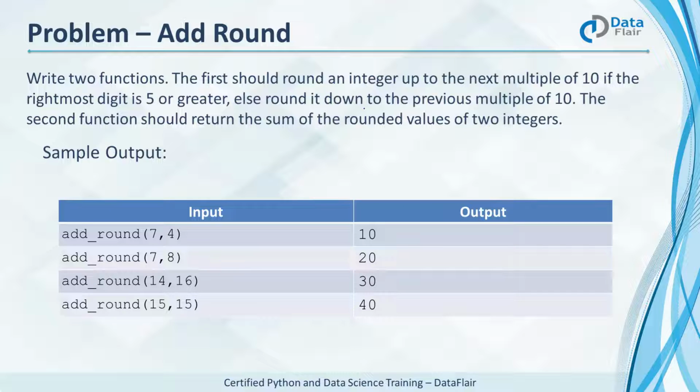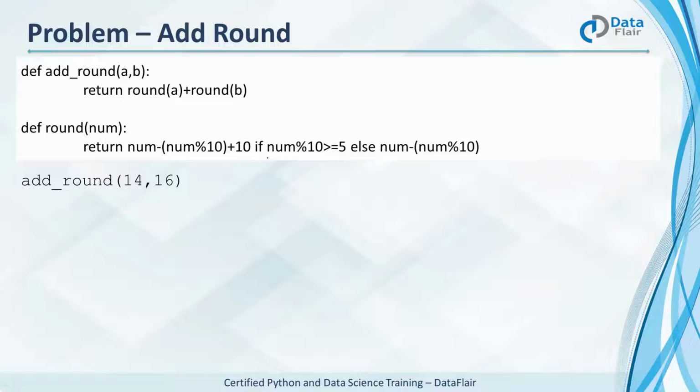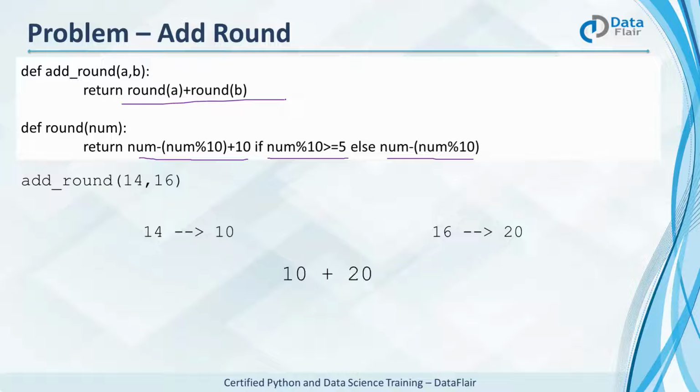Write two functions. Use the first to round an integer to tens multiples and the other to add the two rounded values. If the last digit of the number is 5 or greater, subtract it from the number and add 10. Otherwise, just subtract it from the number. An add round returns the sum of the two rounded values. 14 rounds to 10 and 16 rounds to 20. Adding these, it returns 30.